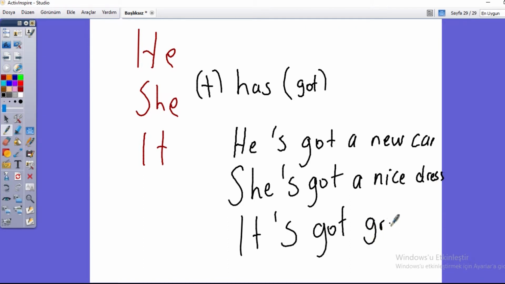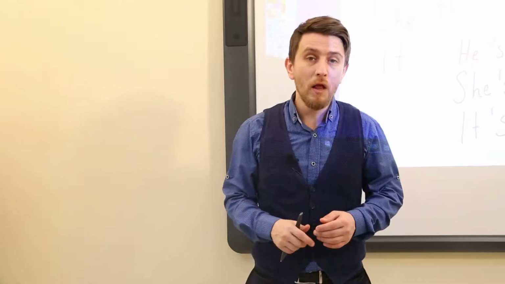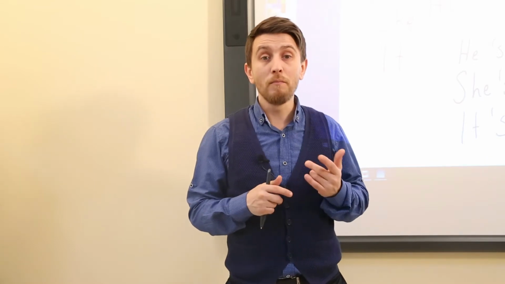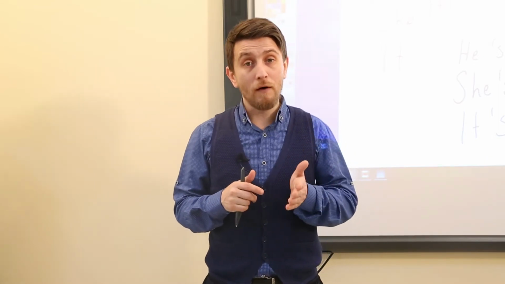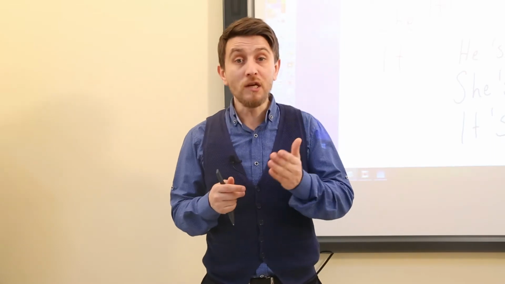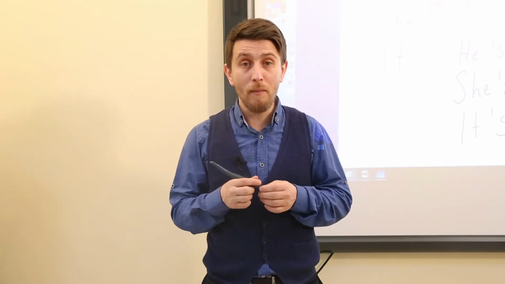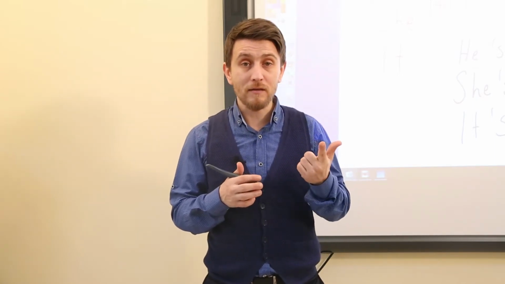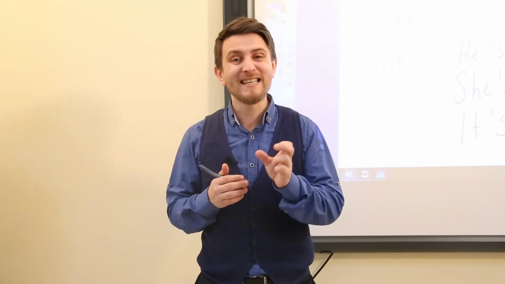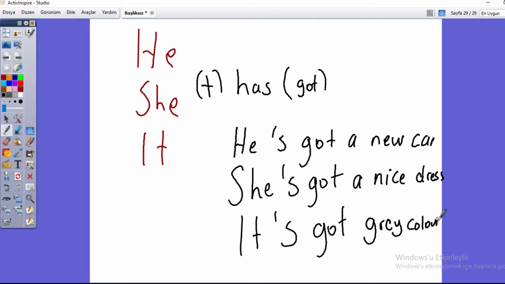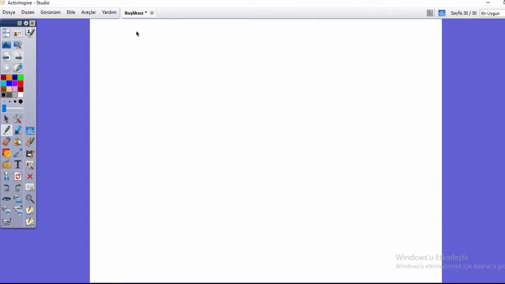It's got gray color. Or, for example, I've got a mobile phone. And my mobile phone has got, or I can say it's got a camera. My mobile phone has got a camera. So for my mobile phone, the subject is it, so we can say it's got a camera. Let's write them again. My mobile phone has got a camera.